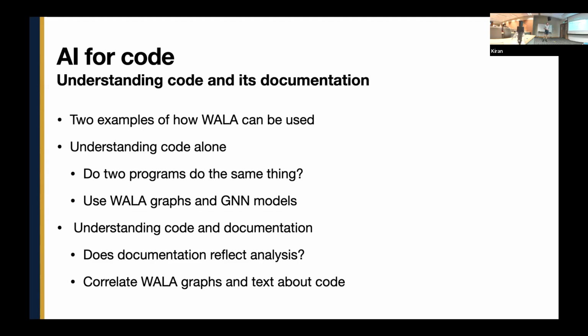But the other thing is that AI has had great success in natural language processing. One thing to think about is whether it is possible to somehow analyze code and documents. Can documentation tell us about the code, or vice versa? Then we are going to do this documentation reflection analysis, and try to correlate Wala graphs with text about code.